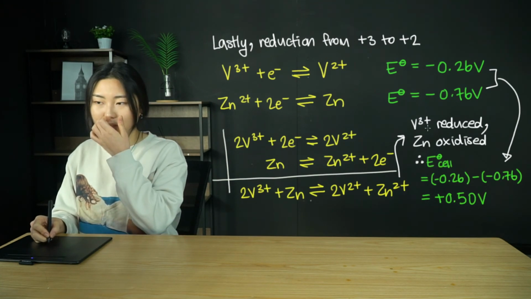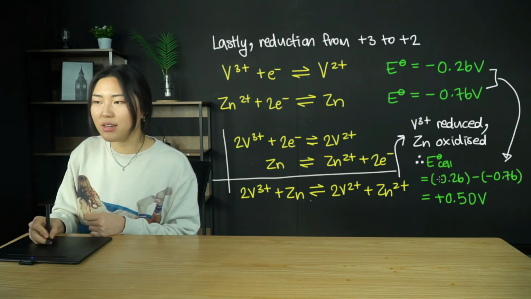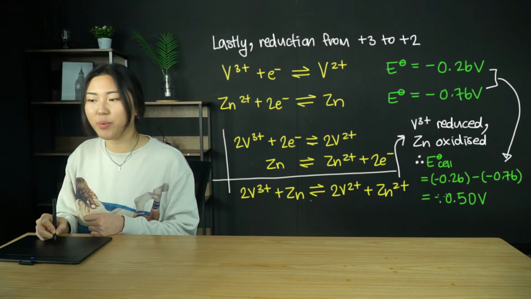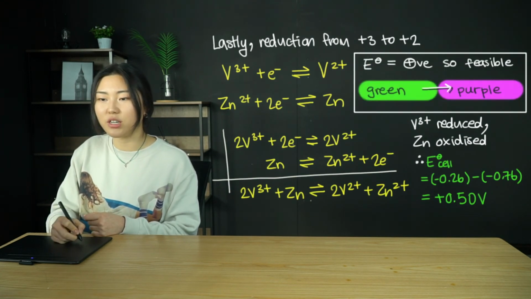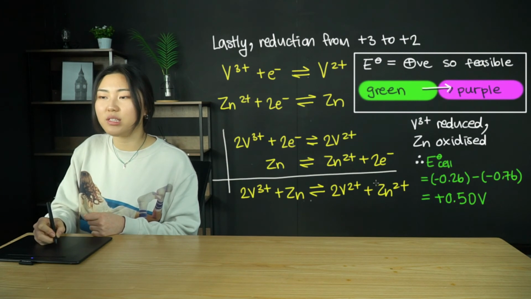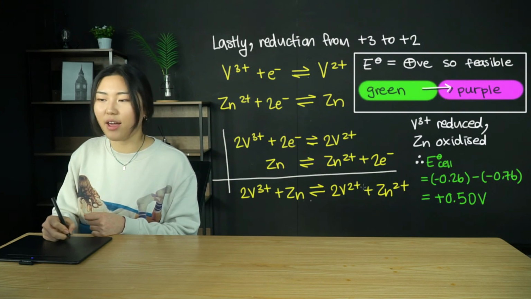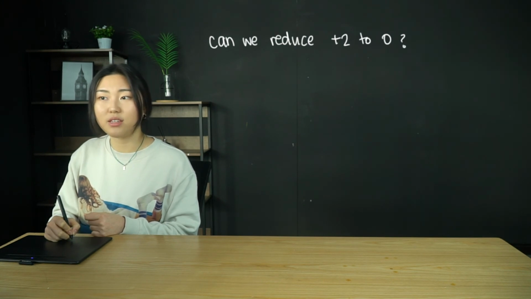So V3+ is reduced, so this potential has to go to the first bracket, and -0.76 going to the second bracket, and do the minus, and then you will get +0.50 volts, okay? So that is our cell potential, which is still positive, and therefore this overall reaction is feasible. So you will see the color changing from green to purple because we know that V2+ is a purple ion, okay?